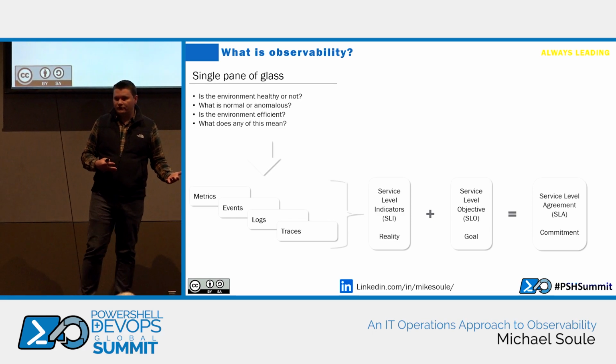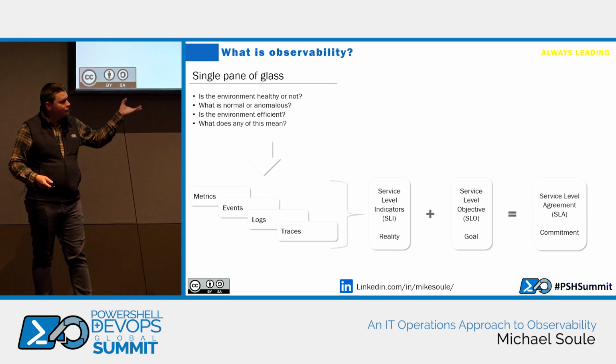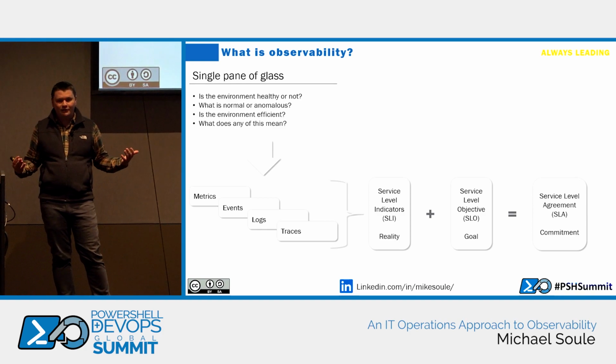Did we meet our objective? Did we exceed our objective? Did we drop our objective? And usually our agreement is going to say, hey, based on how we performed, here's the outcome.